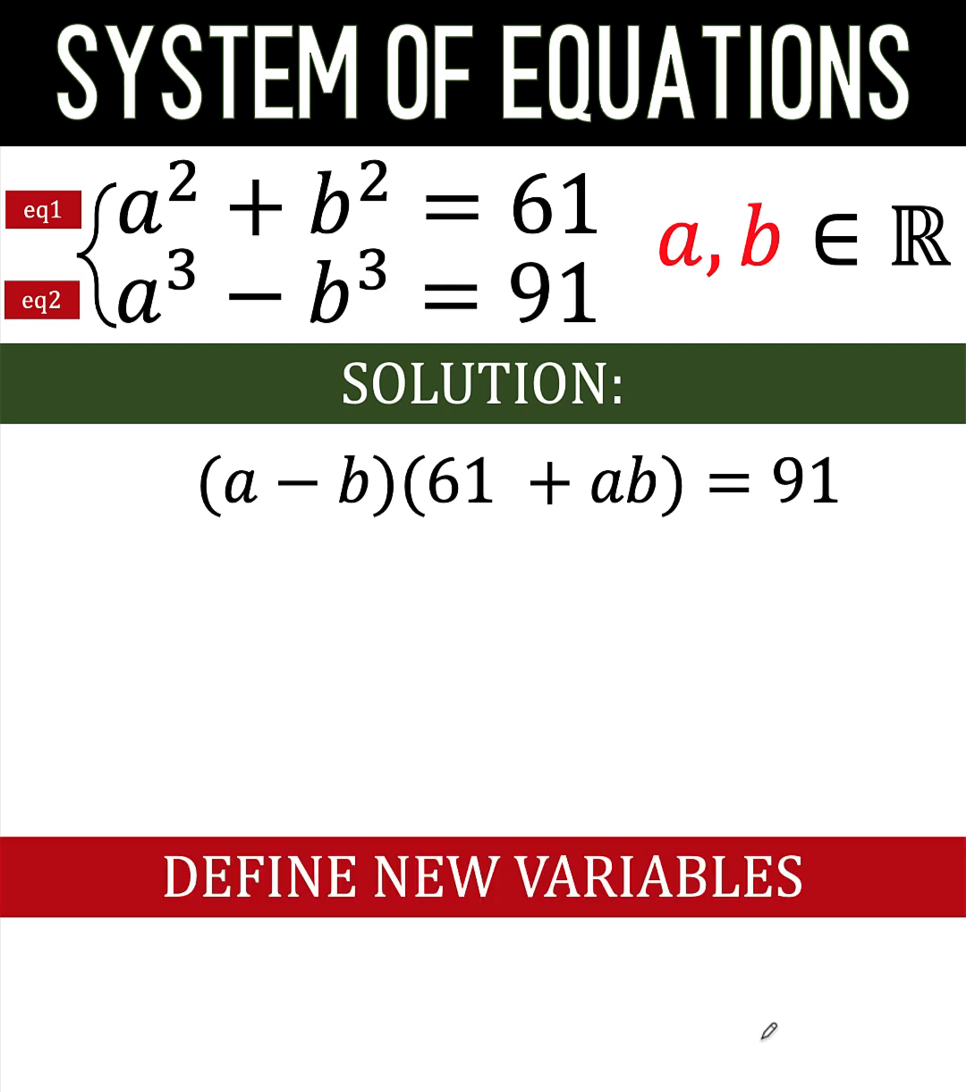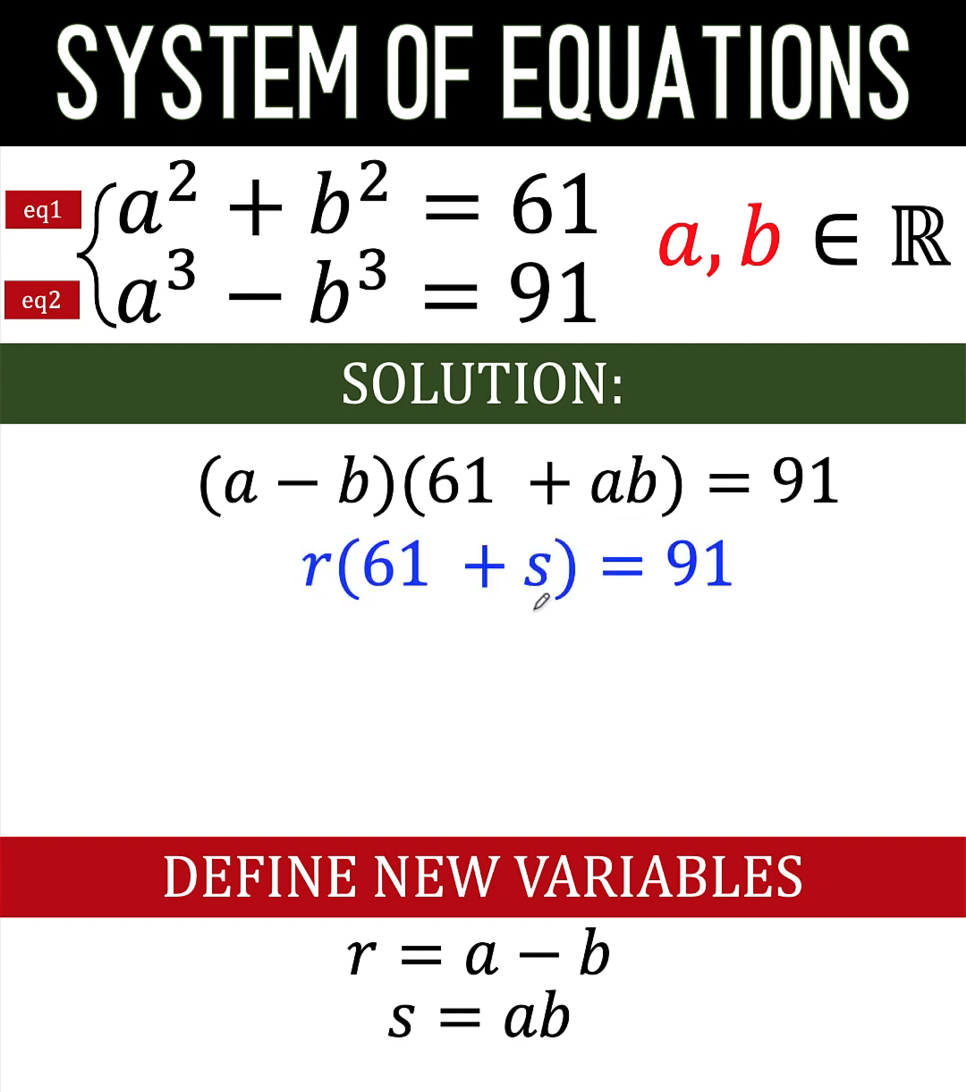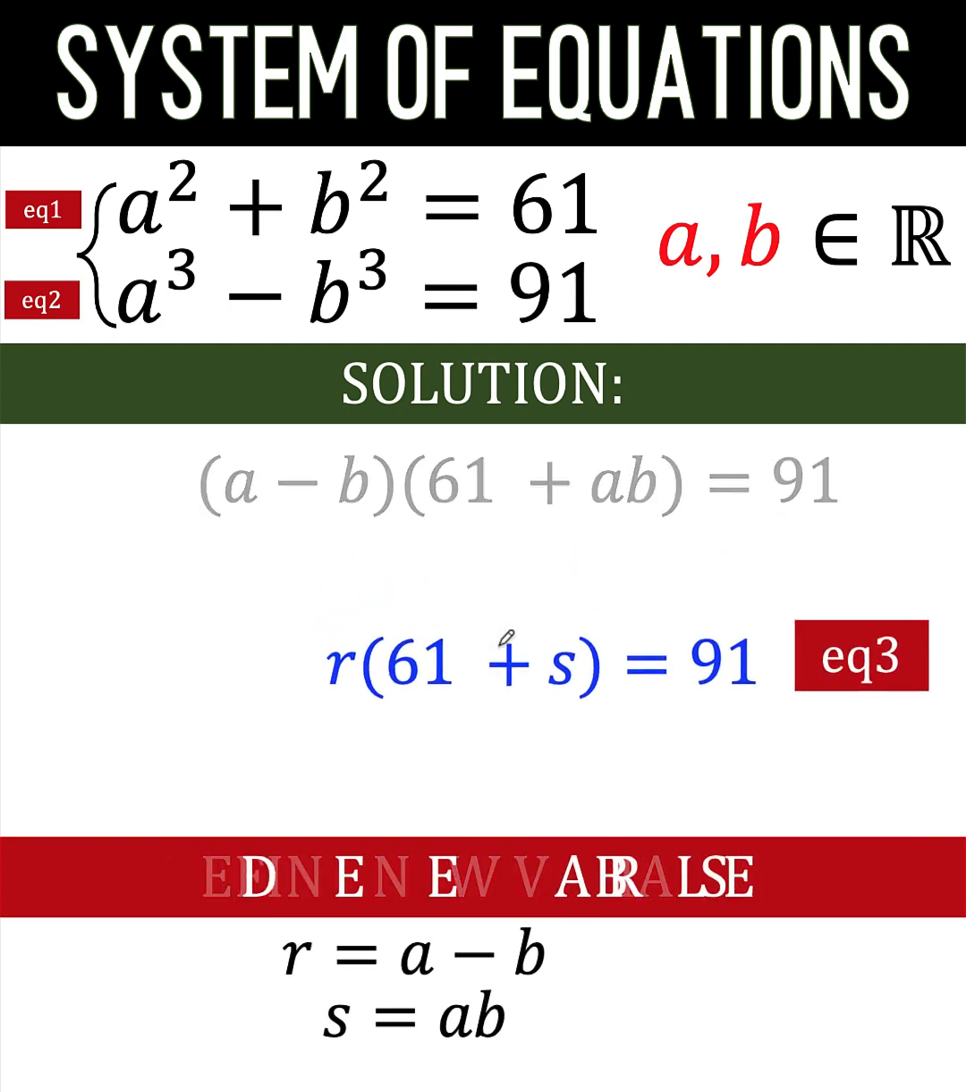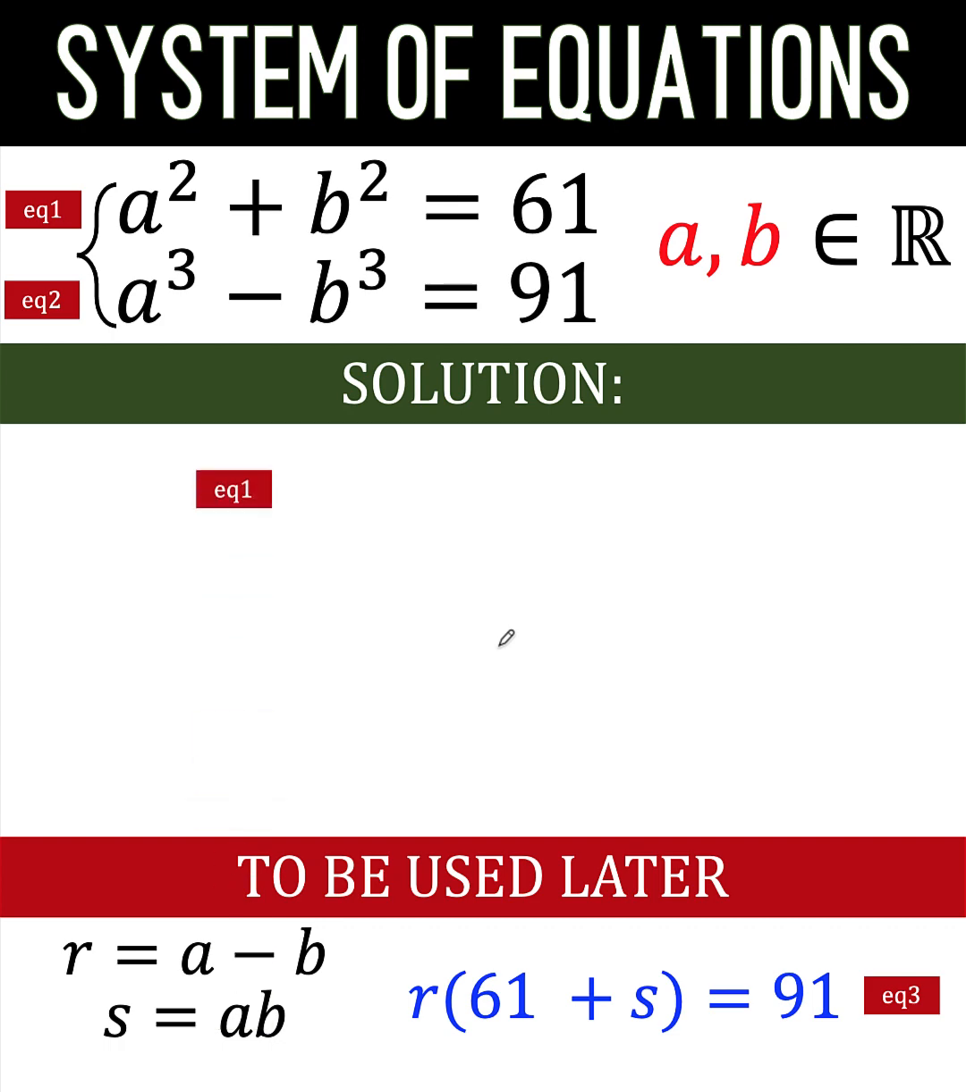Next, let's define new variables. Let r be equal to a minus b, and let s be equal to the product a times b. This means that this a minus b can be replaced by r, this a times b can be replaced by s, and we have a more simple equation to work with. Let's call this equation number 3, and let's set that aside, and let's deal with another equation.